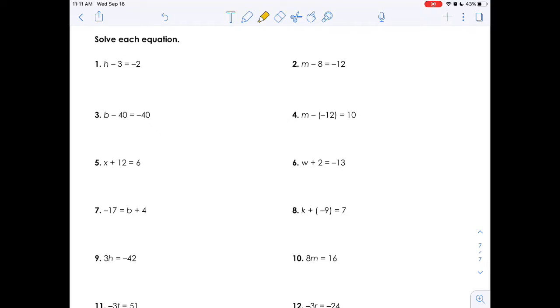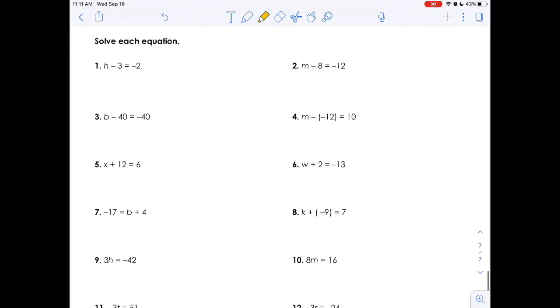I have h minus 3 equals negative 2. My variable here is h. h minus 3 equals negative 2. In order to get rid of a minus 3, or move it out of the way, I'm going to add 3. Negative 3 plus 3 will give me 0, which is what I want because I want this h to be all by itself. But if I add 3 to the left, I must also add 3 to the right. Negative 2 plus 3 is 1, so h equals 1.